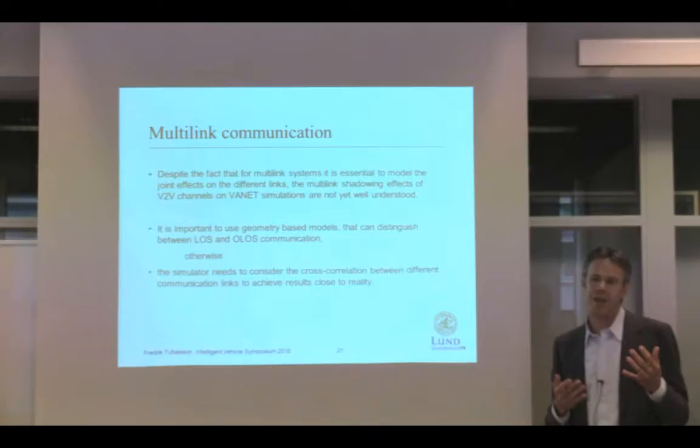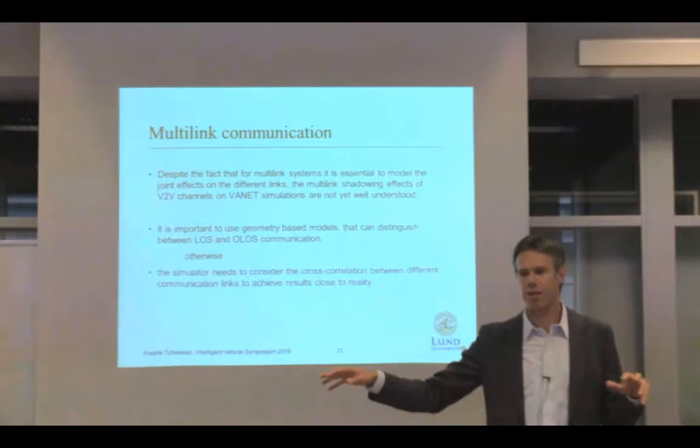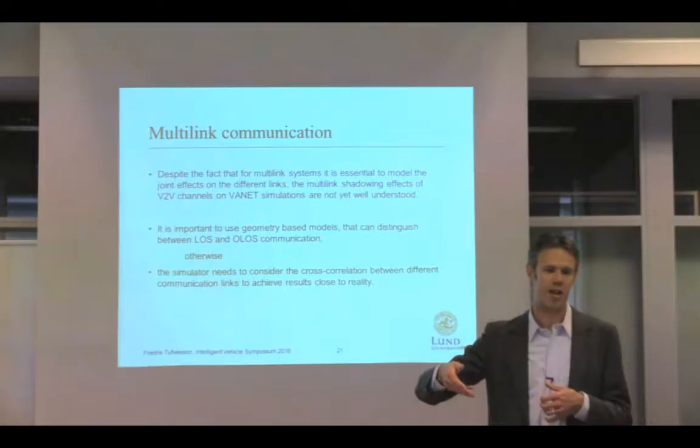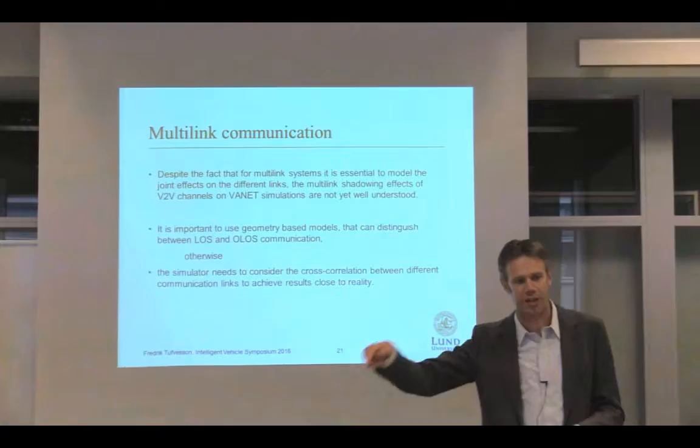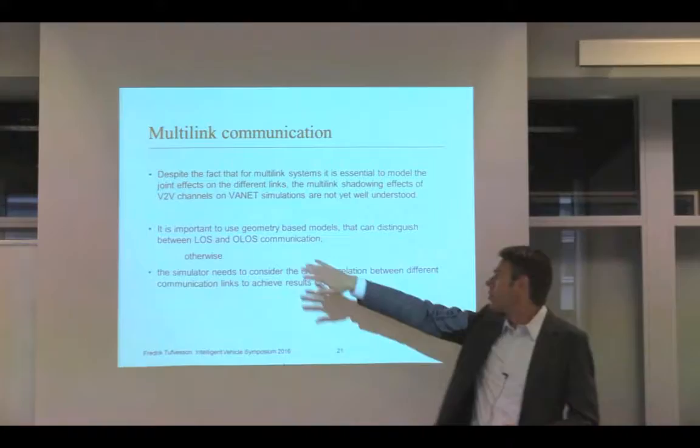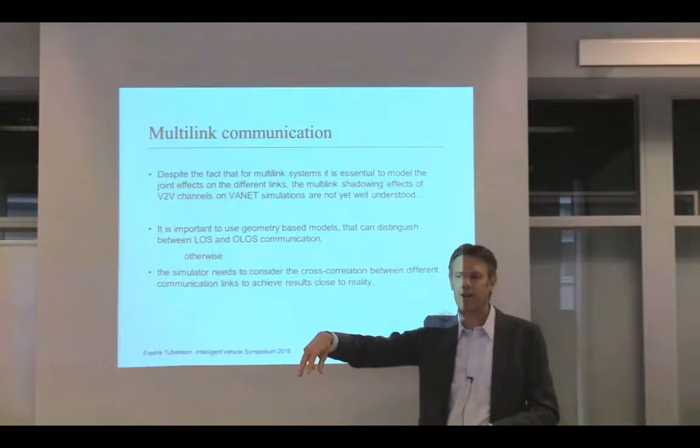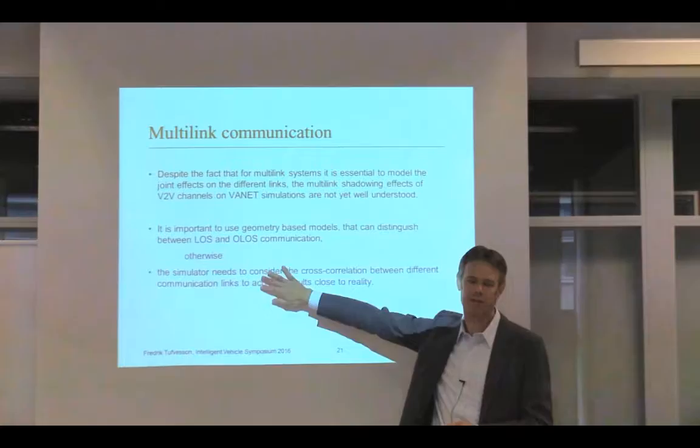Think of a platoon, for example. If we have a big truck in the platoon and other vehicles are passenger cars, of course, if the truck is there, it tends to not shadow car number 2. It shadows car number 3 and 4 and 5 as well when trying to communicate with vehicle number 1. So I would say from a communication point of view, do distinguish geometrically between line of sight and obstructed line of sight, and then those correlations will be taken care of automatically.